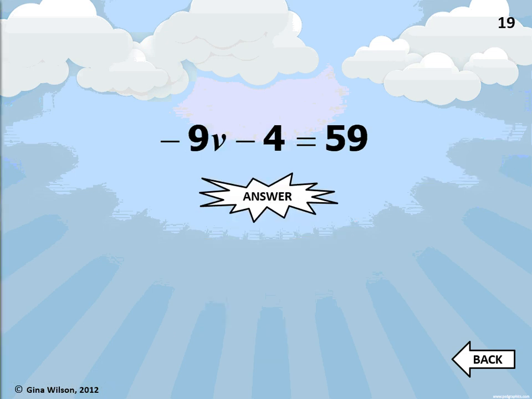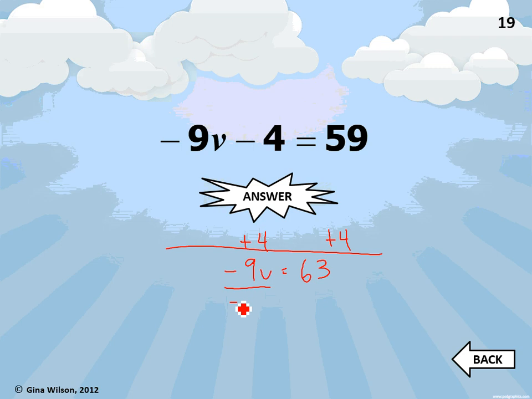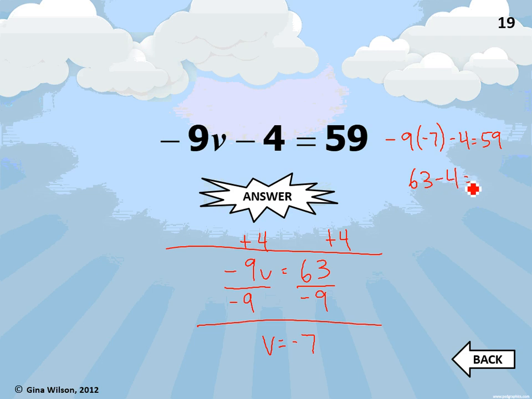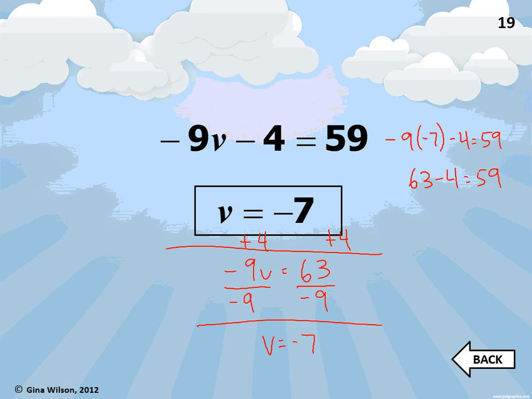Negative 9v minus 4 is equal to 59. So we're going to add 4 to both sides. 59 plus 4 is 63. We're now going to divide by negative 9. v equals negative 7. Check our work. Negative 63 minus 4. So we are right. Negative 7.